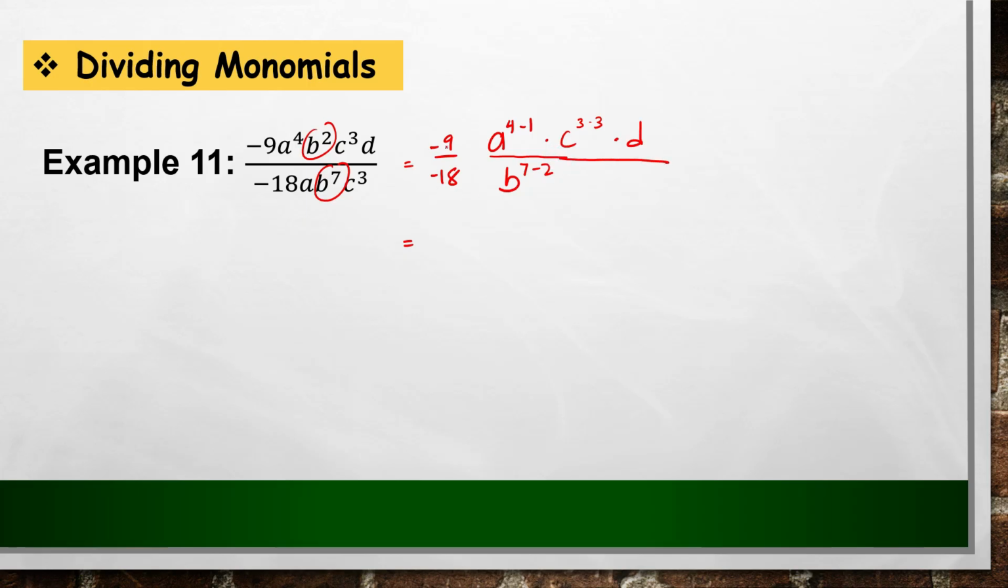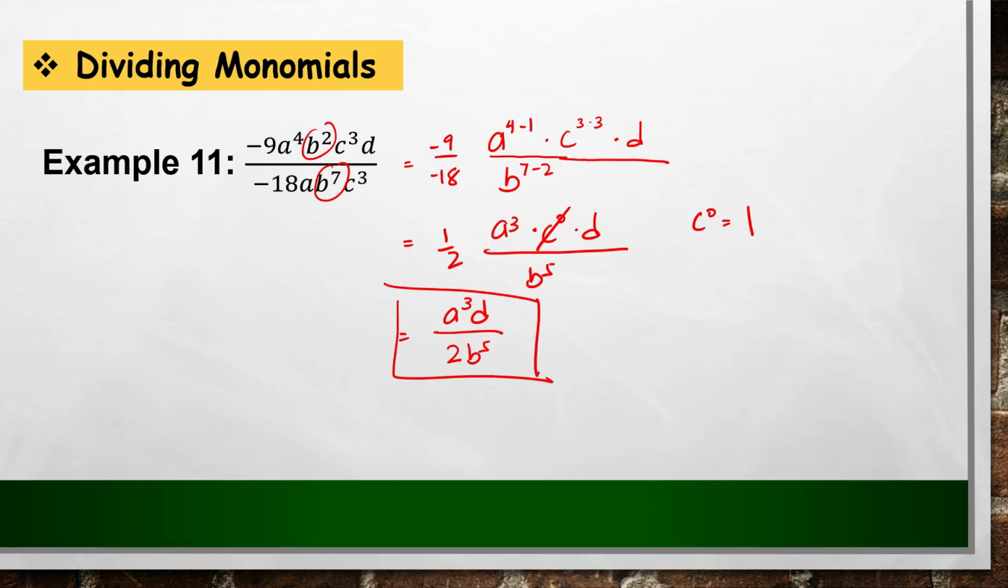Negative 9 over negative 18, both are divisible by negative 9, so we can divide both by negative 9 and simplify this. This will be 1 half. 4 minus 1 is 3, so that's a raised to 3. 3 minus 3 is 0, and then times d, all over b raised to 5. Now c raised to 0 is equal to 1, so we can just get rid of that. So the final answer is a cubed d over 2b raised to 5. And that will be the final answer.